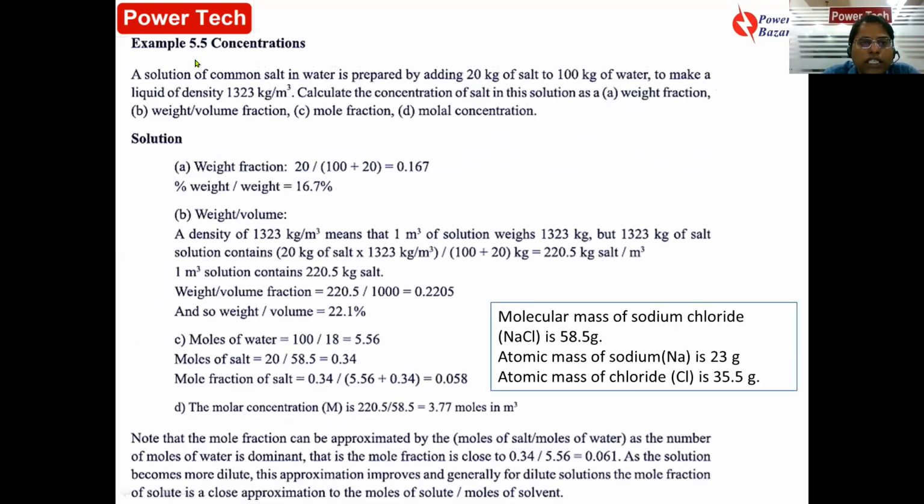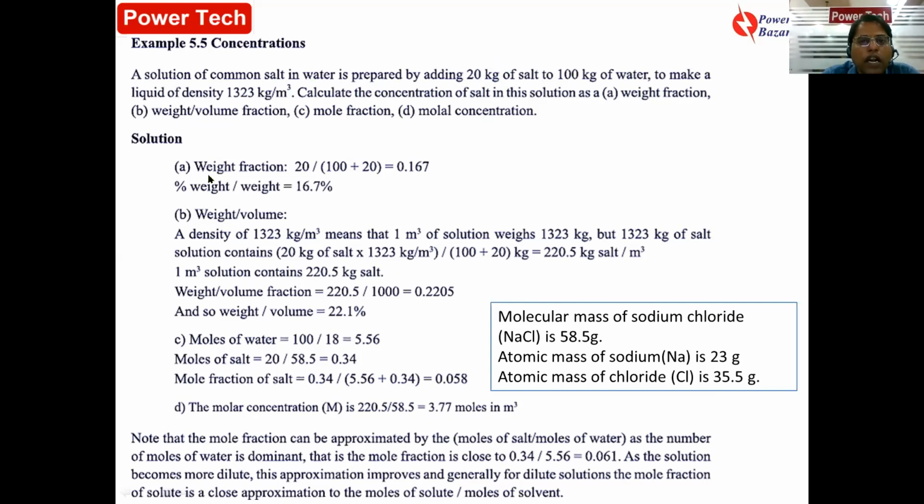Now let us solve some examples of concentrations. A solution of common salt in water is prepared by adding 20 kg of salt to 100 kg of water. So water is 100 kg, salt is 20 kg, to make a liquid density of 1323 kg per meter cube. We have to calculate weight fraction, weight by volume fraction, mole fraction, and molar concentrations.